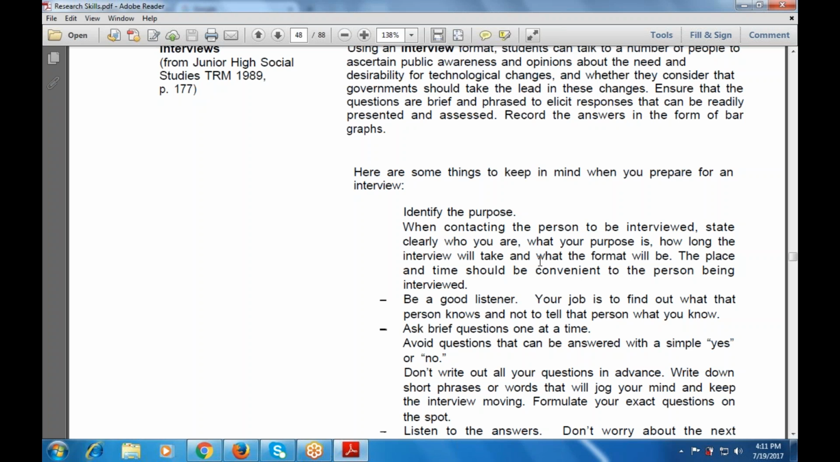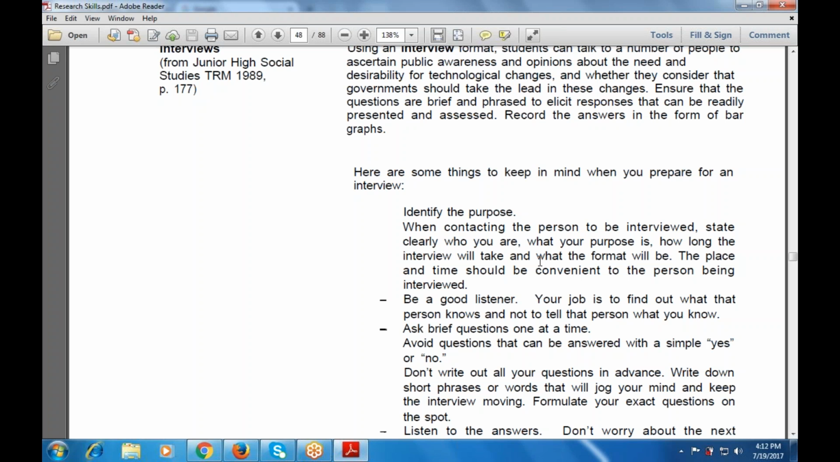Then ask brief questions one at a time. This is from the interviewer's point of view. For example, if I'm taking your interview, I say tell me about your introduction or yourself, then you finish your answer, and I again say tell me your profile and so on. That means there should be a gap between the questions and the answers and the answers and the questions. So ask brief questions one at a time.